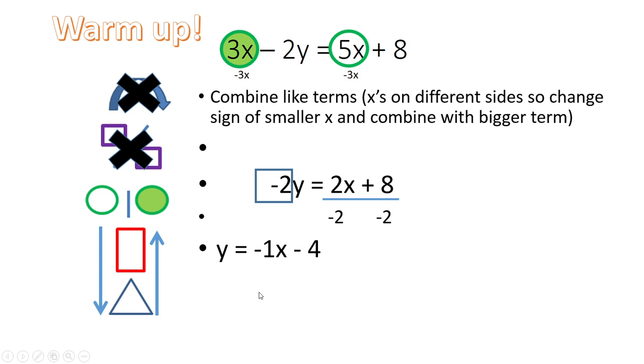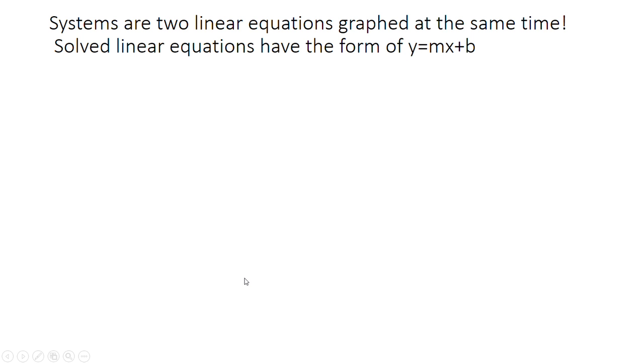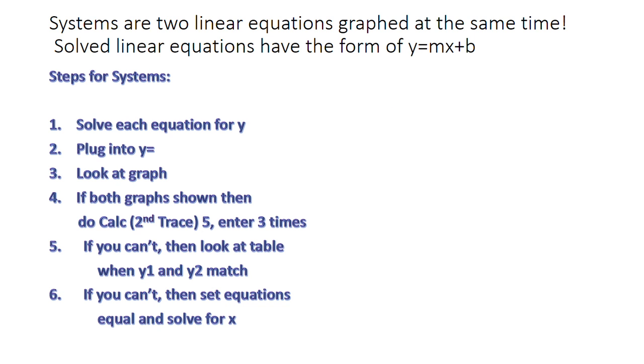What we're doing today is systems, which is taking 2 linear equations and graphing them at the same time. I have some steps that I want to show you for systems that we're going to do every time we have a system, and they're these 6 steps. We're going to approach all of our systems using these 6 steps. The first thing is we have to make sure we solve each equation for y.